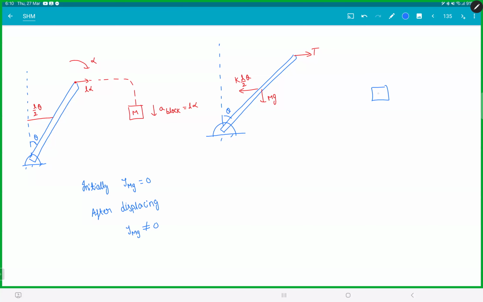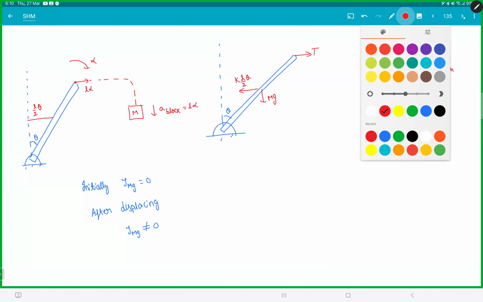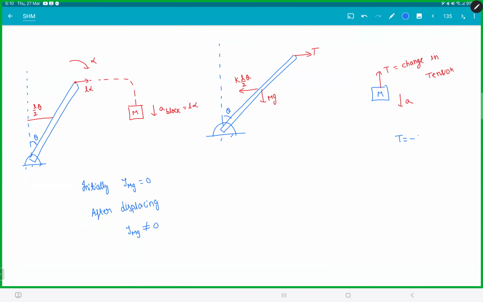And if you look at the block FBD, we'll have tension and we'll have acceleration. So here we'll not write mg. The mg of the block doesn't create any extra thing. So there's a change in tension. So T will be minus ma. Are you getting why I'm writing for the rod, but I'm not writing for the block? When you displace the block by x downward, did mg change before and after?